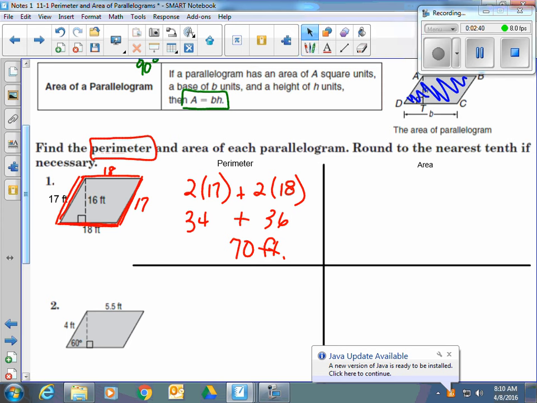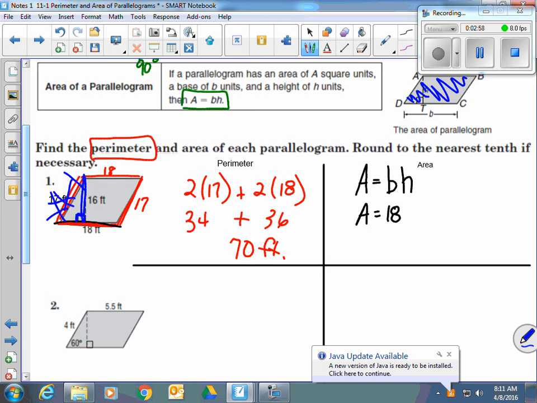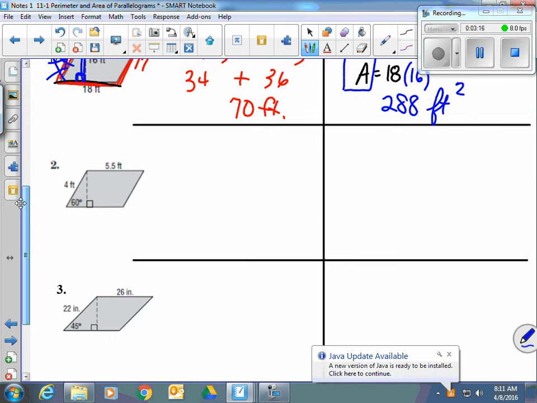Area, the formula is area equals base times height. Remember, the base would be 18. And remember, for the height you have to use the altitude. Never use that slant. The altitude forms 90 degrees. That would be 16. So 18 times 16 is 288. Because we're finding area, remember that area is always squared. It's not 288 squared, it's feet squared. So now I want to give you just a second. I want you to try number 2.